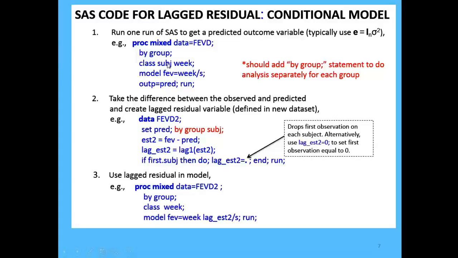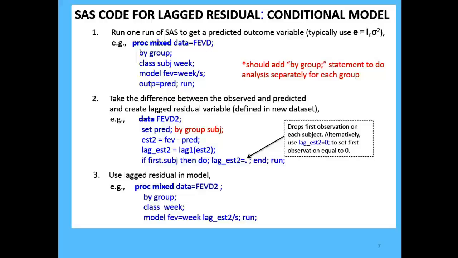So what are these two statements doing? They're just running the FEV data set like we ran. What's the covariance structure? Do you see a repeated statement? Do you see a random statement? You don't see either one. So what's being assumed? Independence. Okay, so I'm just using independence to get a lag term.